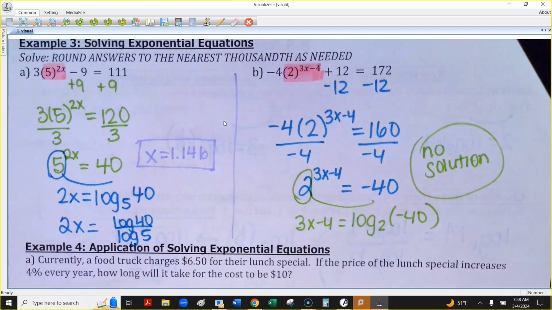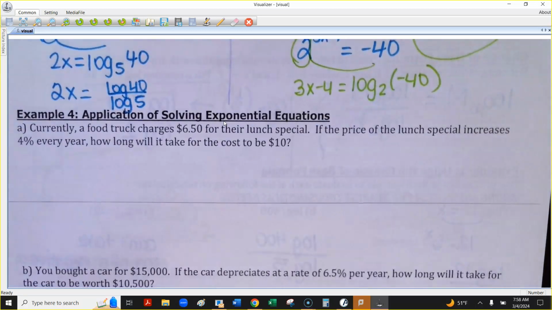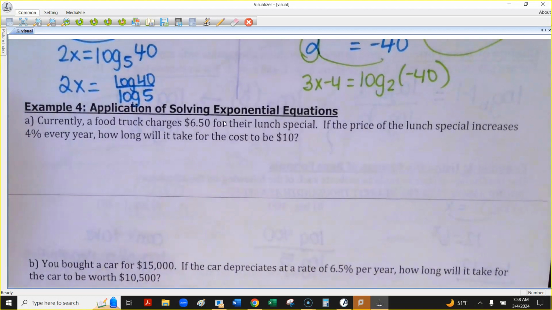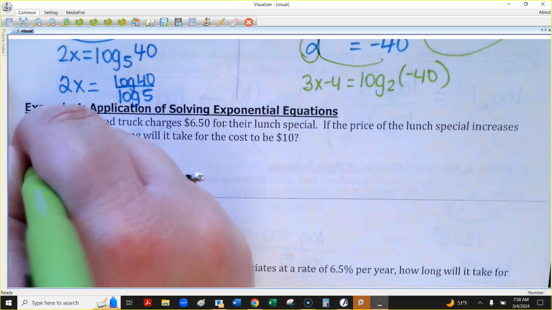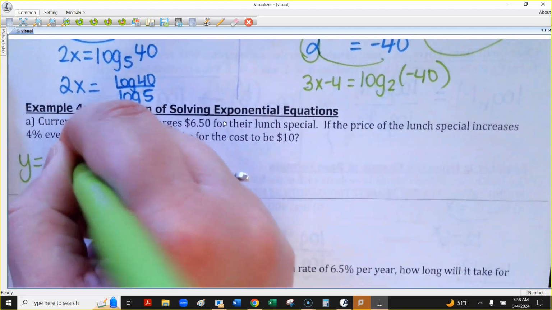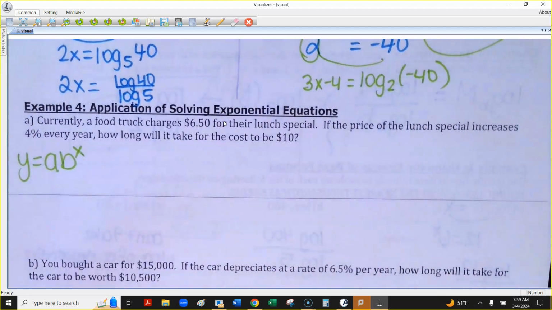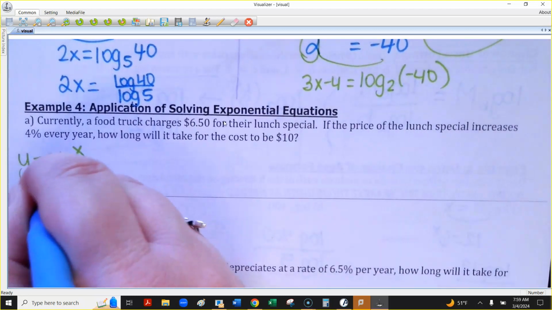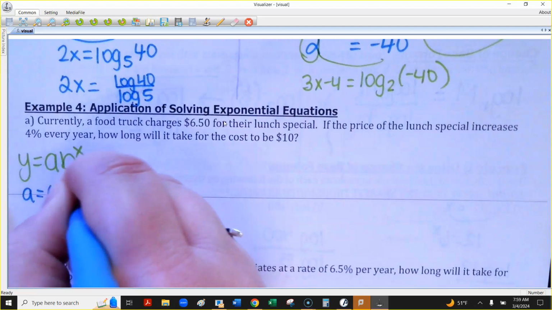Okay. Now, at the bottom here, these are going to be similar to some of the problems we did earlier in the unit, but we're going to solve for an exponent here. So these are just going to use that general y equals ab to the x, just a general exponential. So we'll review this a little bit here. It says currently a food truck charges $6.50 for their lunch special. So in your general exponential, a is your initial amount. So that's going to be that $6.50.